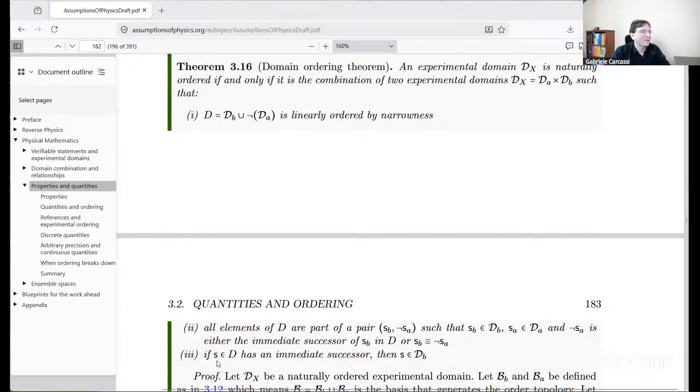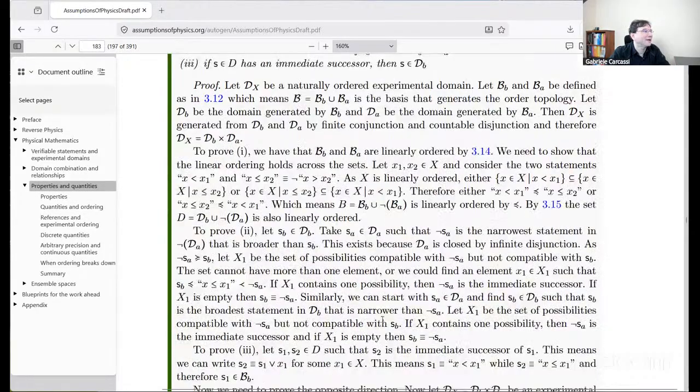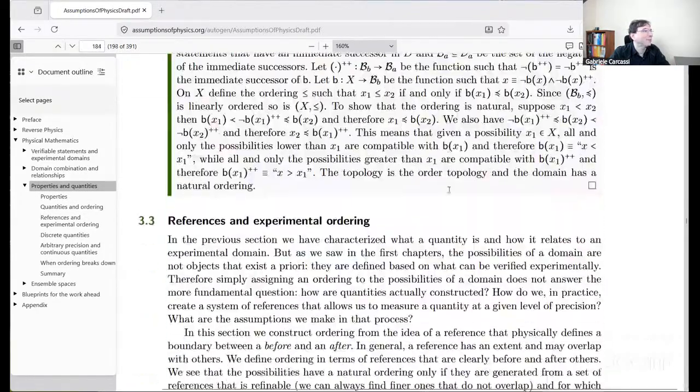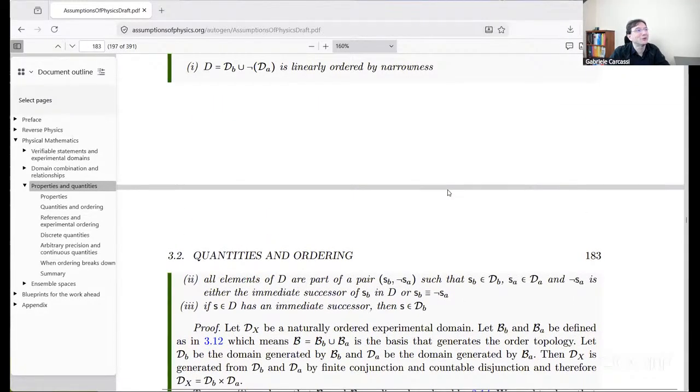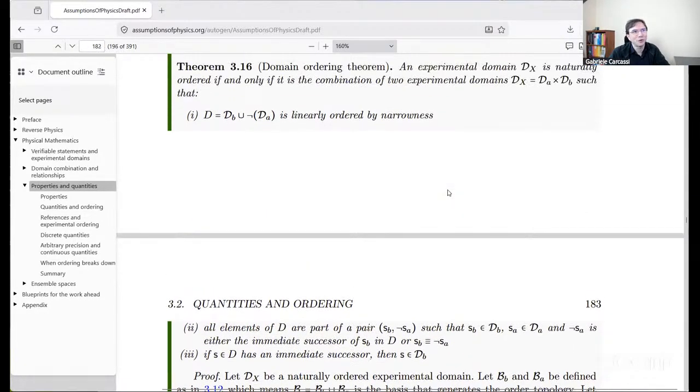And then the other thing that you need is that if one of these elements has an immediate successor, then it must be at least one of the before elements, so that then you can put another afterwards. And once you have this, then through a couple of pages, a page and a half, it's not even that, but it's very dense, you can then show, okay, then I have a natural ordering, it comes from an order topology and so on.